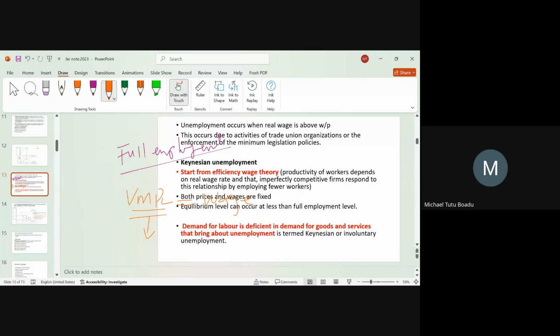Anytime the wage goes beyond the value of marginal productivity, then unemployment is going to occur. So employers start from this theory.